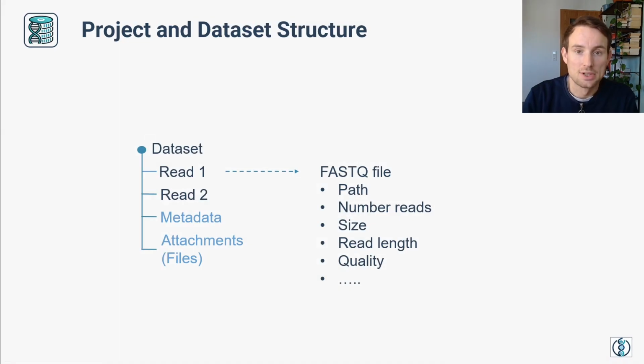So let's have a look at the project and dataset structure, and we will start by looking at the datasets. Datasets are composed of different read files, metadata, and attachments. And most important are, of course, the read files. Those are the FASTQ files, along with additional information on these FASTQ files. For instance, the path from where they were uploaded, the number of reads, the size, the read length, quality metrics. And depending on the assay we perform, depending on whether it's paired-end sequencing or if we want to store index reads, there are different numbers of FASTQ files attached to each dataset.